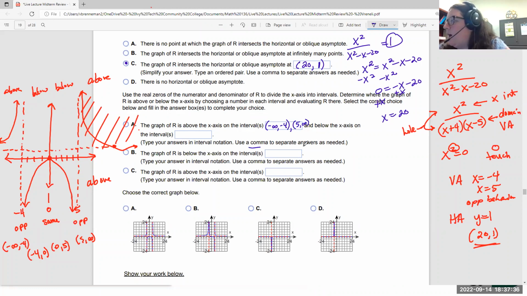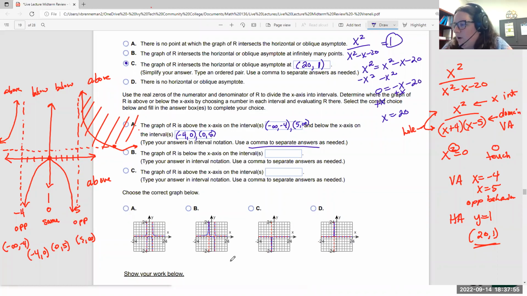And it does say use a comma to separate. So even though it's interval notation, you're going to use a comma rather than the union symbol that you would usually use with intervals. Then the below intervals are -4 to 0 and 0 to 5.